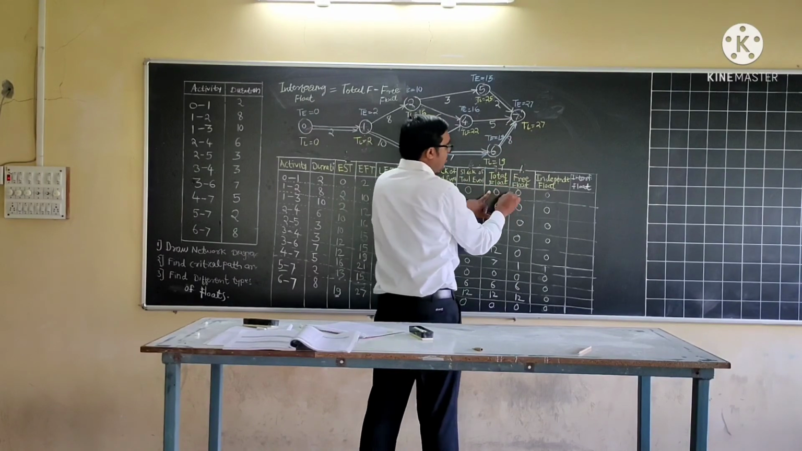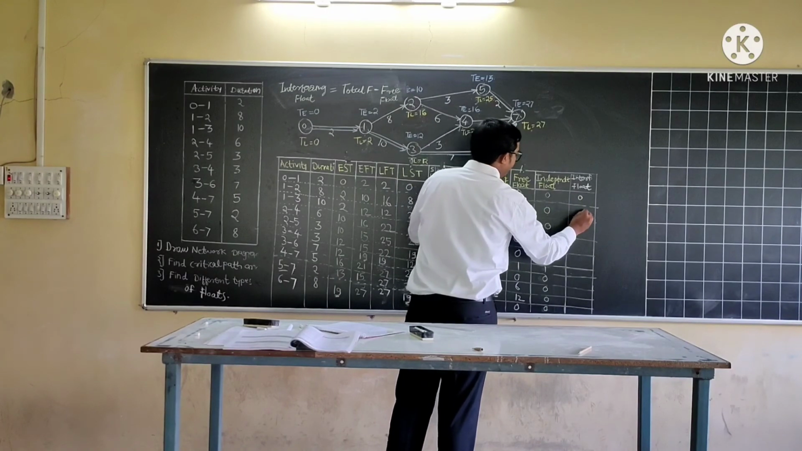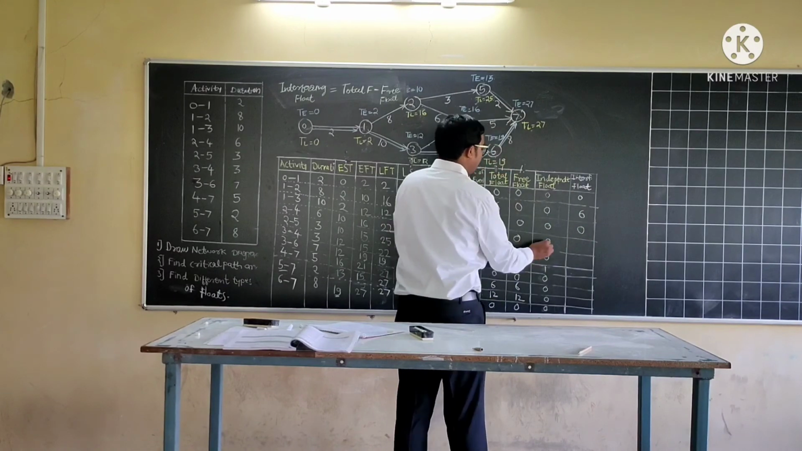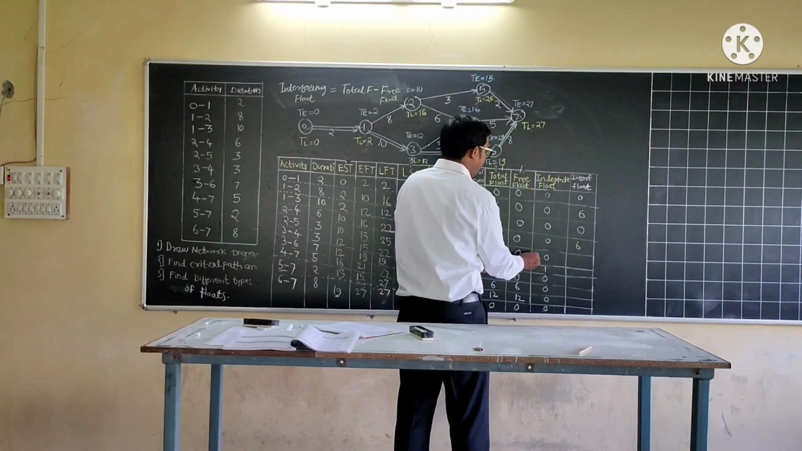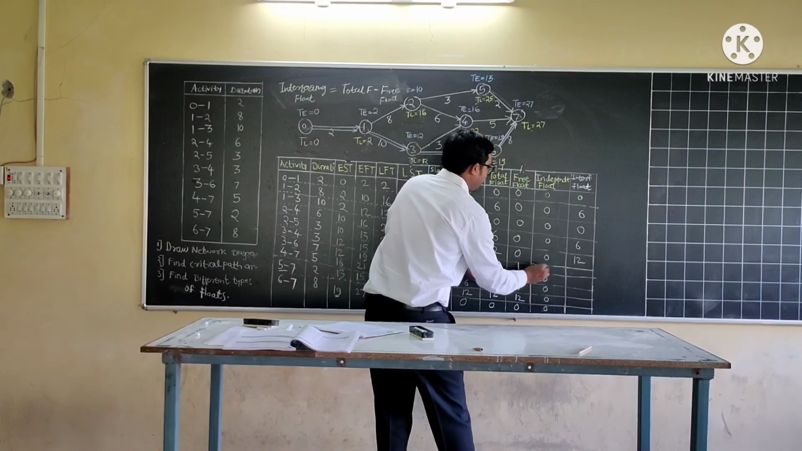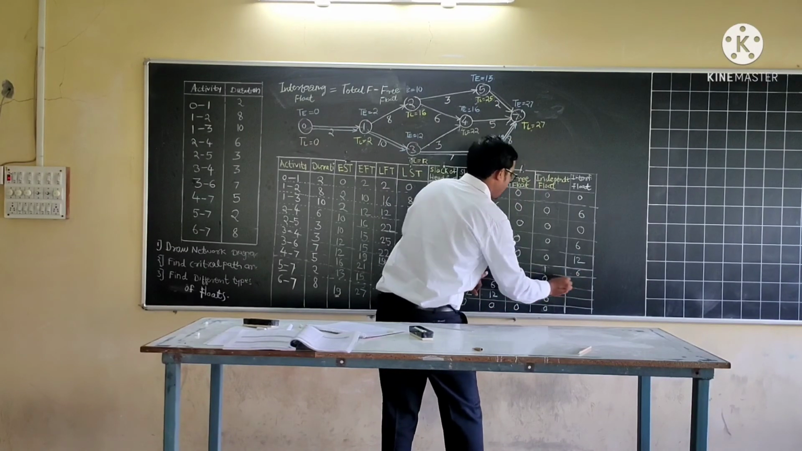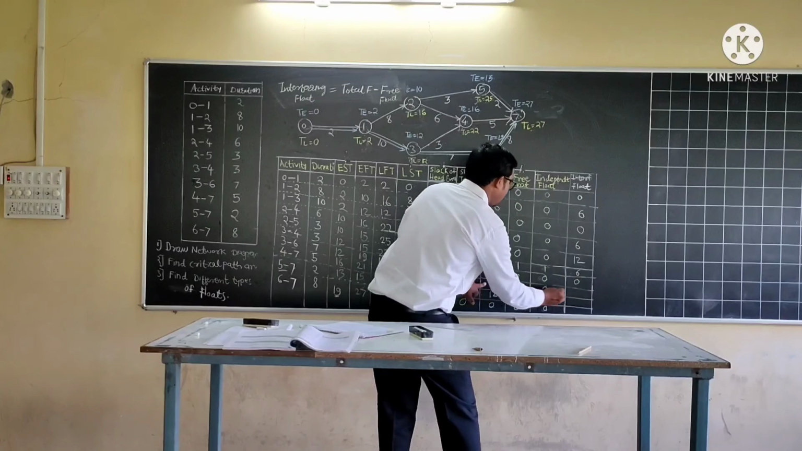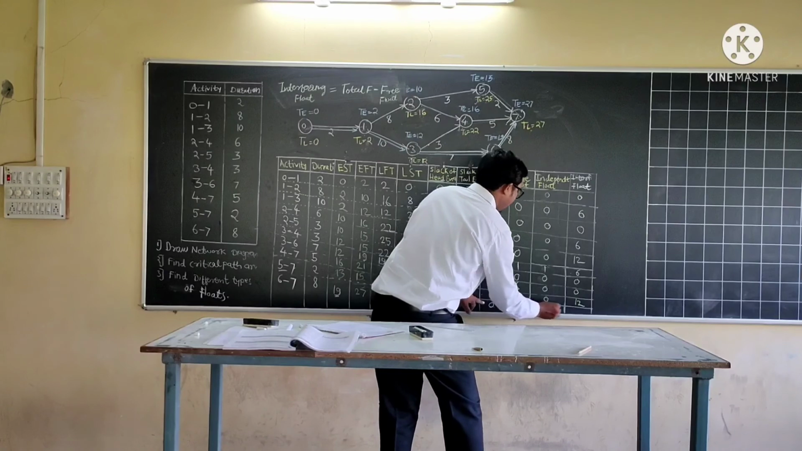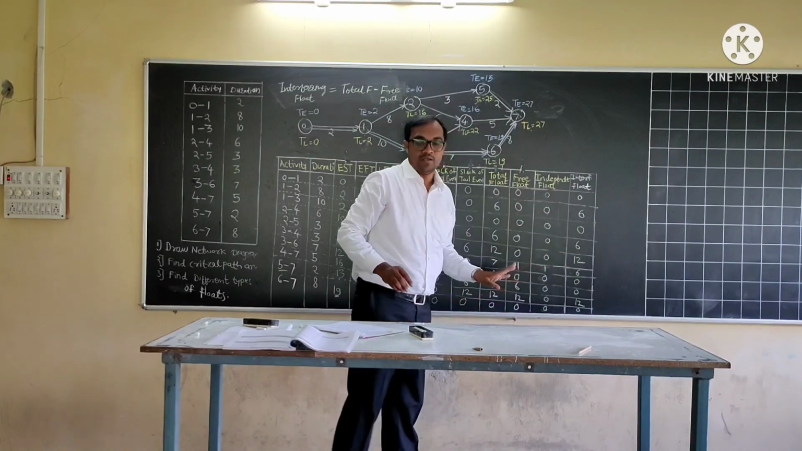So total float 0 minus 0, 0. 6 minus 0, 6. 0 minus 0, 0. 6 minus 0, 6. 12 minus 0, 12. 7 minus 1, 6. 0 minus 0, 0. 6 minus 6, 0. 12 minus 12, 0. And 0 minus 0, 0. So in this way the interfering float values are here.